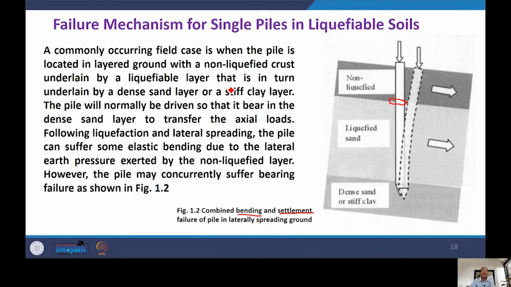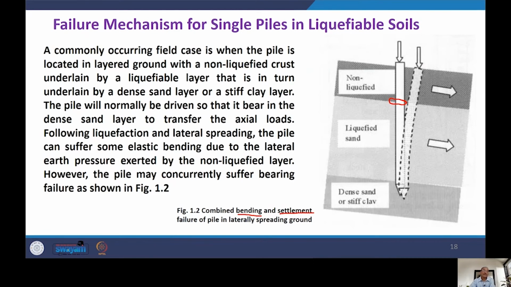So a commonly occurring field case is when the pile is located in layered ground with a non-liquefied crust. What is listed in this slide, we have already discussed. This is a case for a single pile where a liquefiable layer is between two non-liquefiable layers, and the top layer is not so rigid, but the bottom layer is dense sand where the pile tip is located. In that case, the failure of this single pile will be due to both effects, bending as well as settling. So this was all about the single pile.